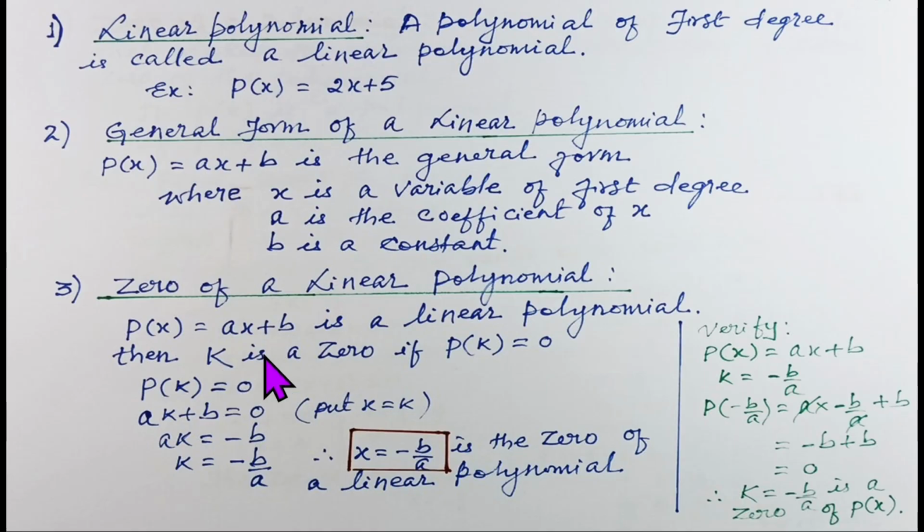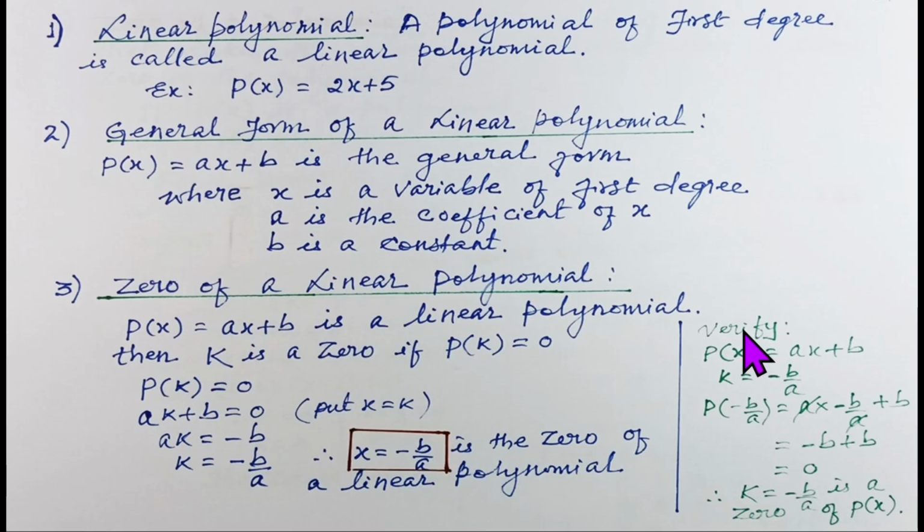Now if k is the zero of the polynomial which makes the value of the polynomial 0, then p(k) must be equal to 0. If p(k) is equal to 0, that means ak plus b must be equal to 0, or ak is equal to minus b, or k is equal to minus b by a, and therefore k is equal to minus b by a is the zero of the polynomial. That means the value of x is equal to minus b by a, and that makes the value of the polynomial 0, and therefore x is equal to minus b by a is the zero of the linear polynomial.